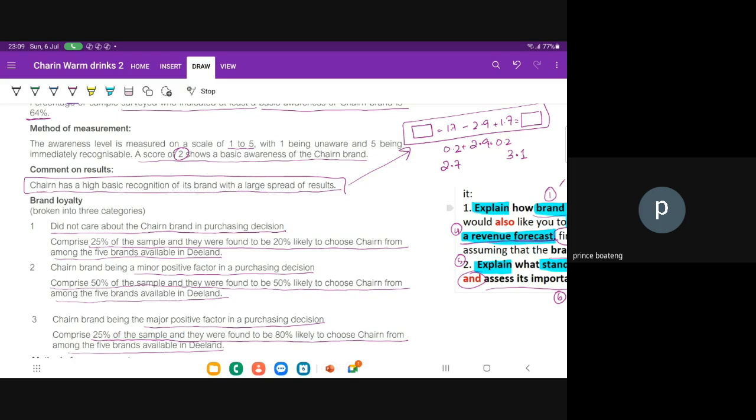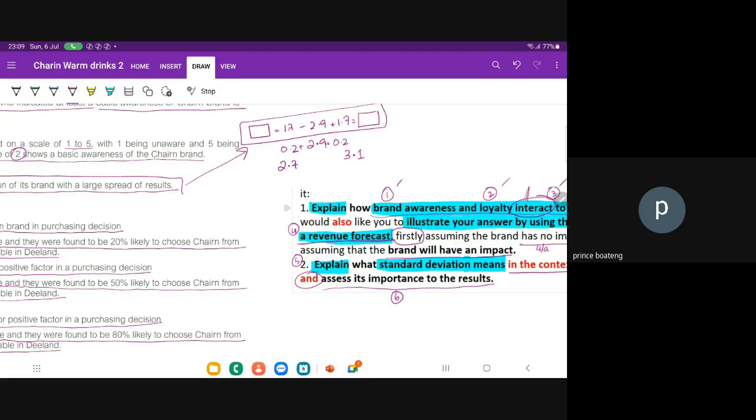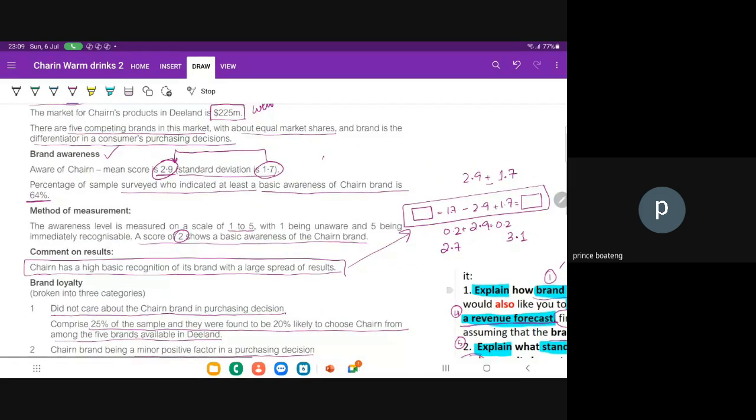And what is the interaction? Interaction means what? How can I explain this? Okay, fine, tell me like this. If there is less brand awareness, do you think brand loyalty will be high? Or if there is more brand awareness, the loyalty will be high? That's basically the connection between these two.